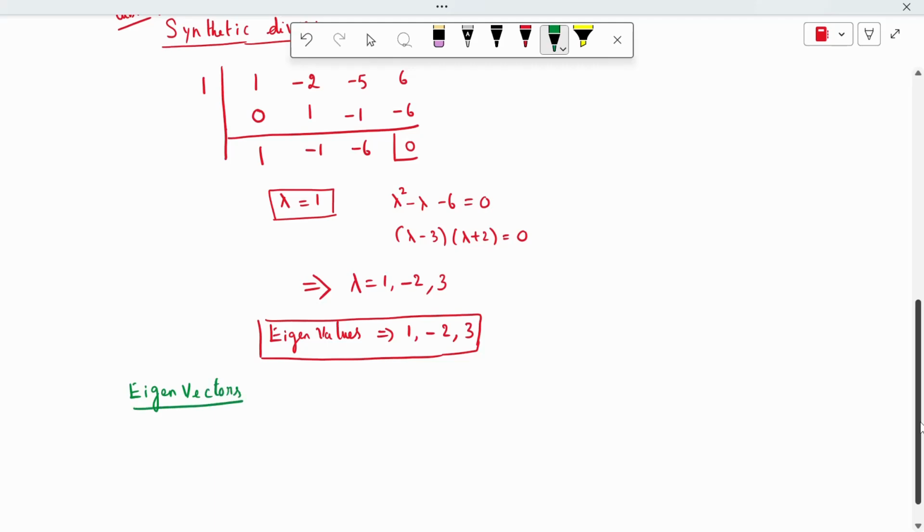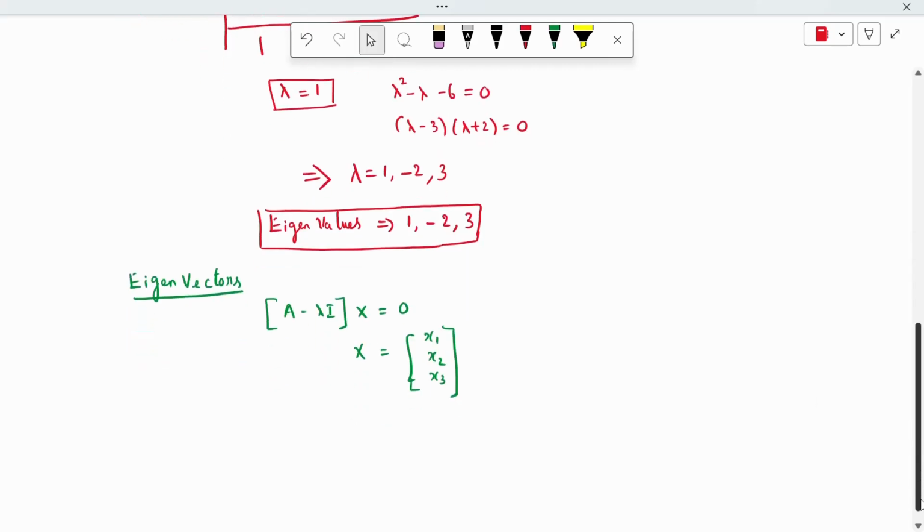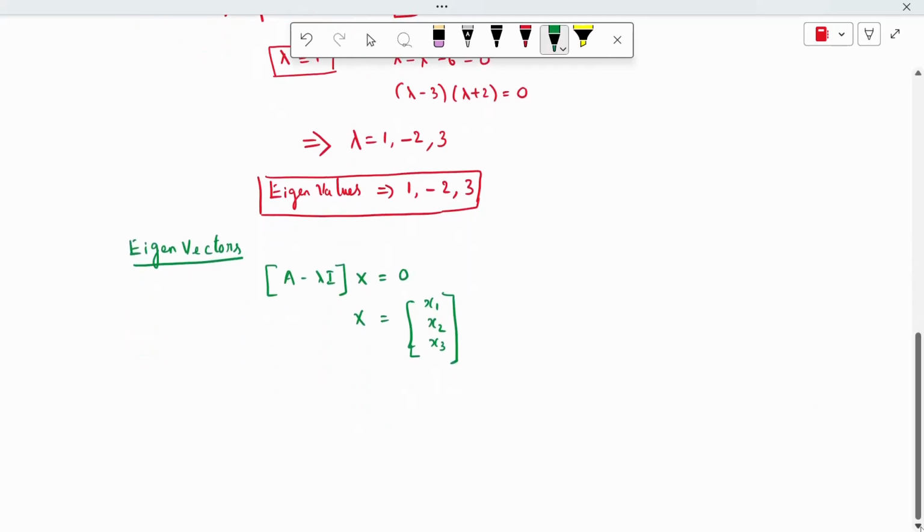How we can find the eigenvector: we know that it is nothing but (A minus lambda I) into x equal to 0. X is a column vector, it is x1, x2, x3 because it is a 3 cross 3 matrix. So now we write it in this format. Already we know that it is 2 minus lambda, minus 2, 3, 1, 1 minus lambda.